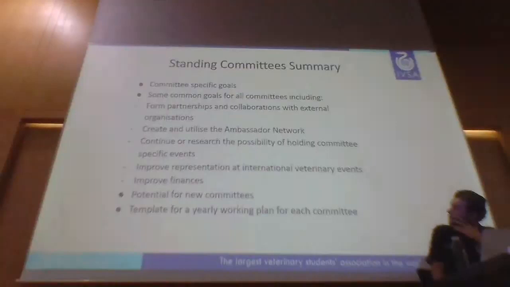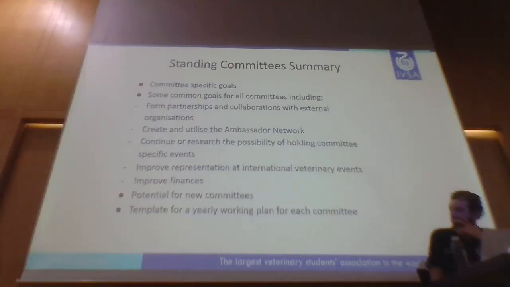We want to continue or research the possibility of holding committee-specific events, such as the conference held in Munich, which was very successful. We want to try and improve our representation in international veterinary events from a committee point of view, especially at events related to committee objectives, and improve the funding and finances of the committees. We're also considering the potential for new committees as and when we feel they are required.